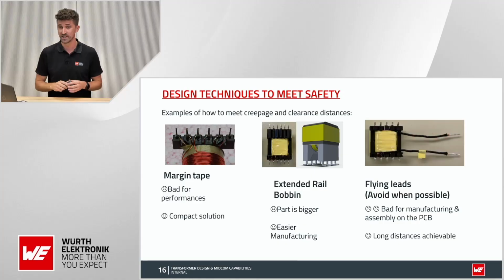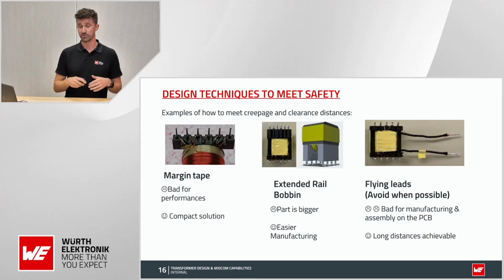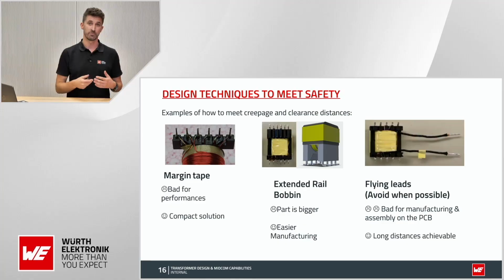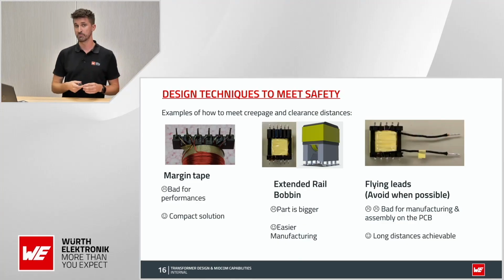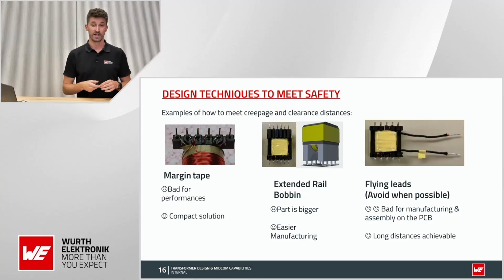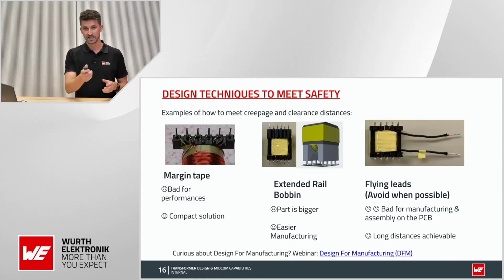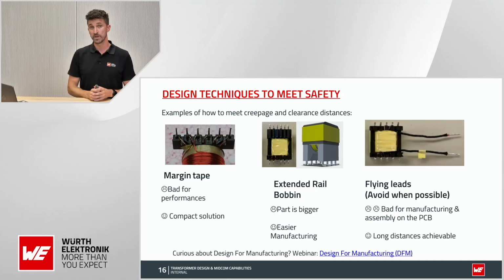And then the third solution, which we should try to avoid as much as possible, is the use of fly leads. I'm saying avoid as much as possible because the wires are not terminated on the bobbin, and this will make the production from our side, but also the assembly on a PCB, a bit more complex. But in this solution, long distances are achievable. If I have any EMI experts live, you also know that this is bad because this can create unpleasant antennas. And if you're curious about designing for manufacturing, because at the end safety also affects how we build the part in our production, you can check another webinar by clicking the link here in blue.